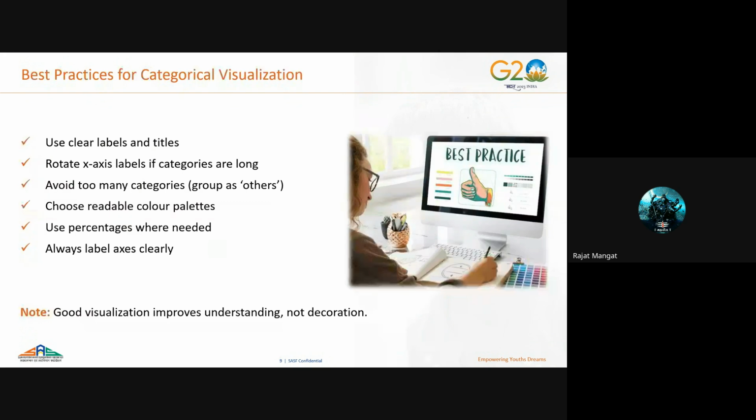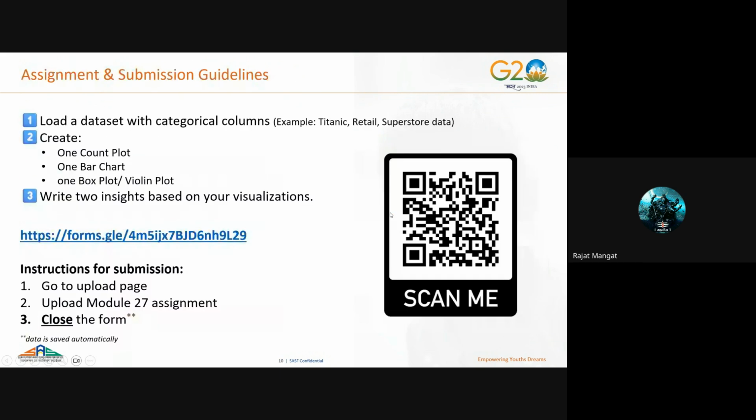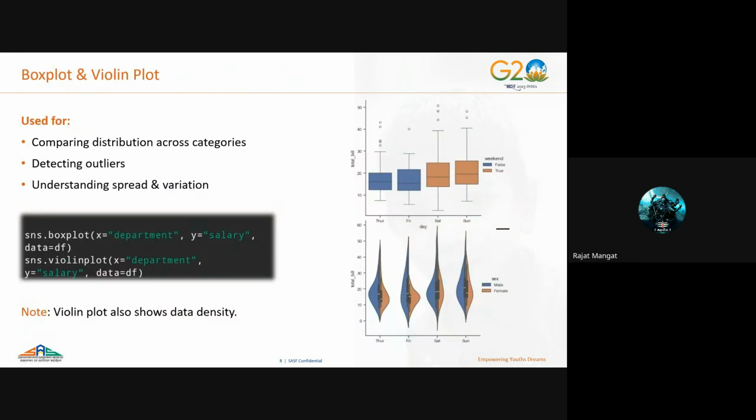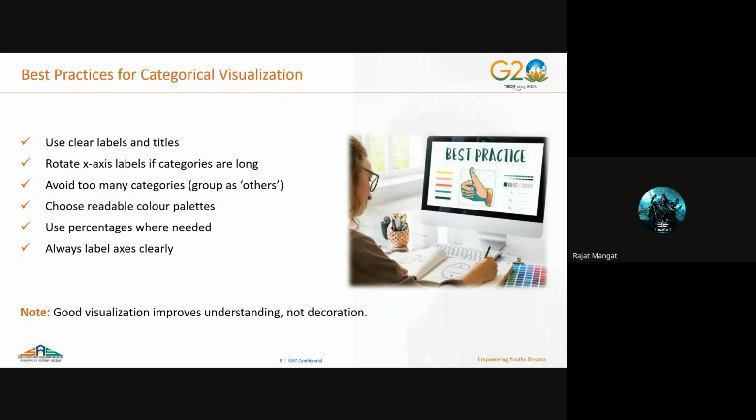So these are the things that we have covered. Now there are some best practices that we follow for categorical visualization. Give me a minute, please.